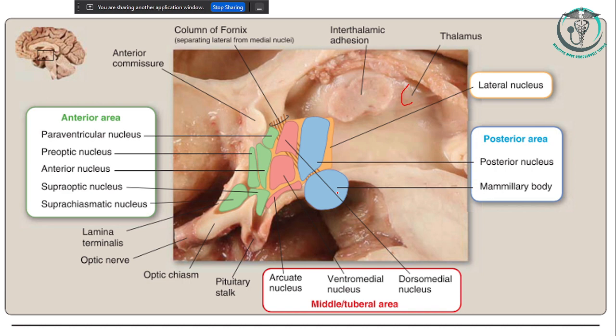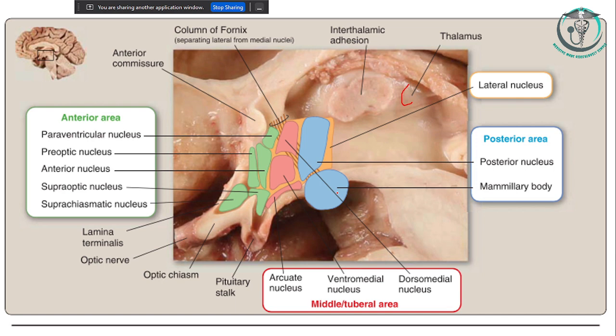Anyone? What is the definition of a nuclei in nerve physiology or in the nervous system in anatomy? Anyone, guys? Maybe the answer is in the comment section.